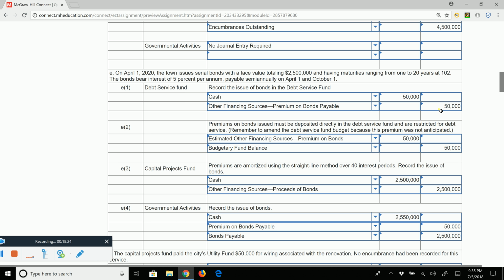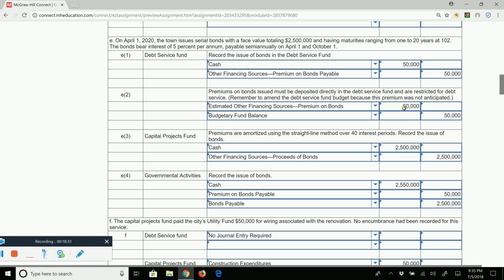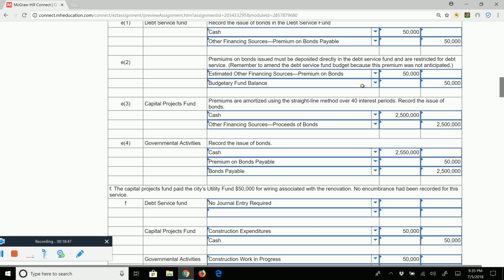And so what usually happens is the debt service fund, when they receive this surprise money, they're going to go ahead and update the budget as well. And we will do so by debiting estimated other financing sources and crediting the budgetary fund balance. We weren't expecting that. It just came in. And all while the two governmental funds are recording these journal entries, we can see in the government-wide statements E4, the cash of $2,550,000. $50,000 of it is the premium, and $2.5 million is the bonds payable.